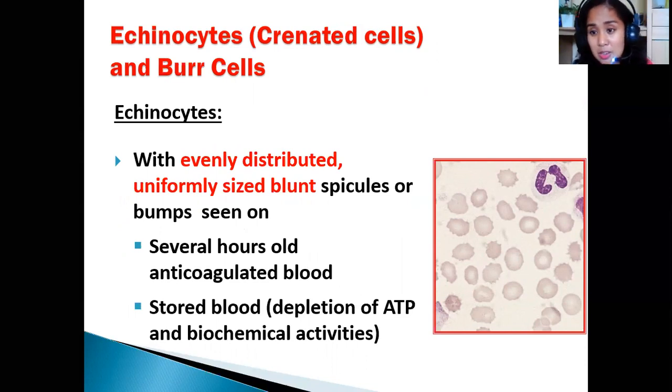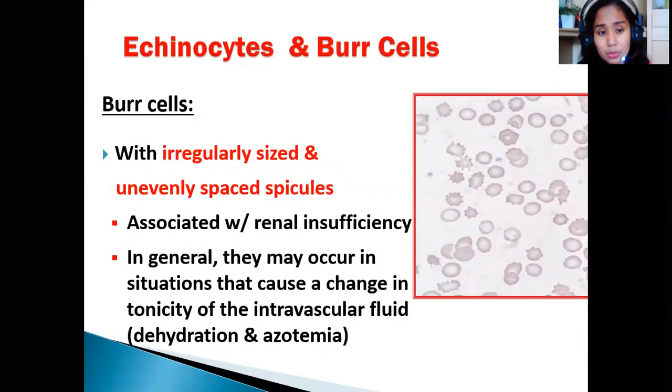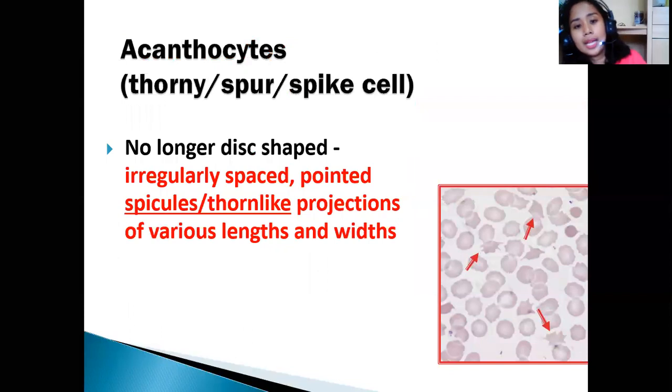Anticoagulant that was added by the medical technologists. So, walang sakit dyan. And bursae, it's related to your kidney. So, renal insufficiency, when the person is dehydrated and where there is azotemia, increase in urea, of non-protein nitrogen. Next, acanthocytes, thorny or spur, irregular, sobrang pointed.